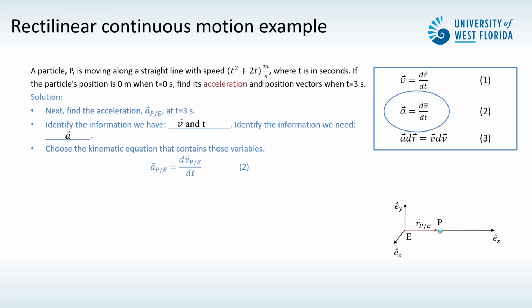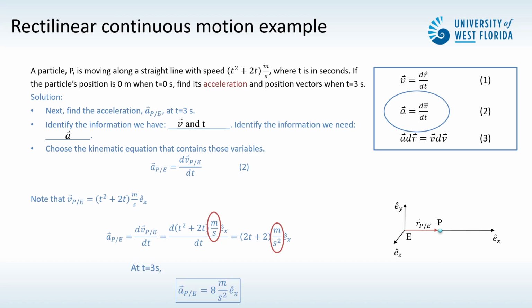Write it with the appropriate subscripts. Then substitute the expression for velocity. This is the same as before, and take the derivative. Remember in the last step we were integrating and we had to multiply the units by time? In this case, we are taking the derivative, so we need to divide the units by time. Then plug in the value of t, which is 3 seconds, and we find that acceleration of p with respect to e is 8 meters per second squared in the ex direction.